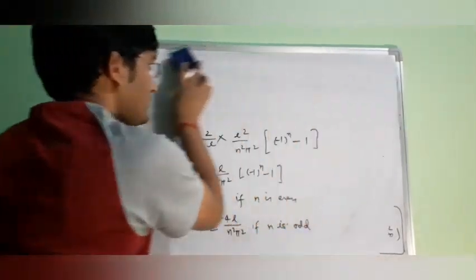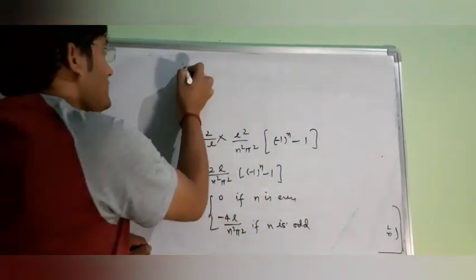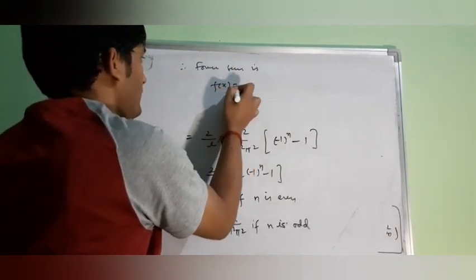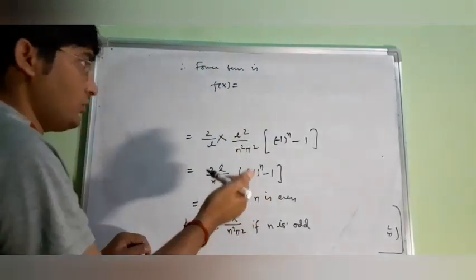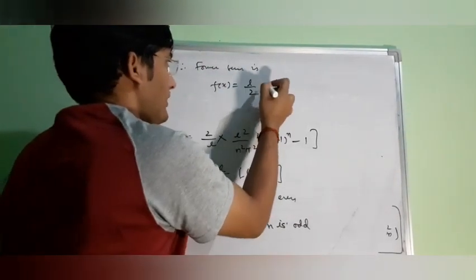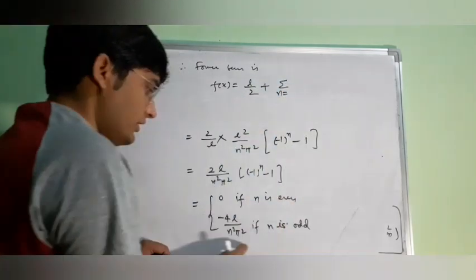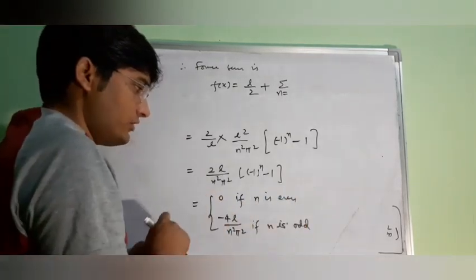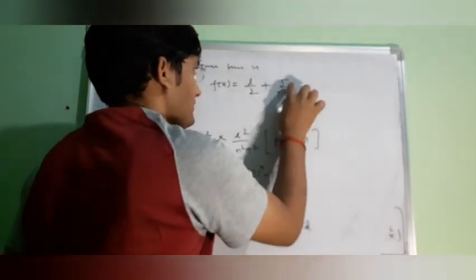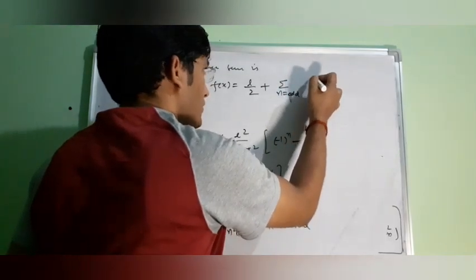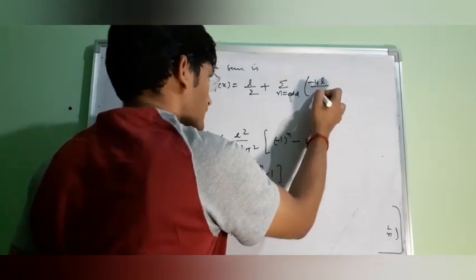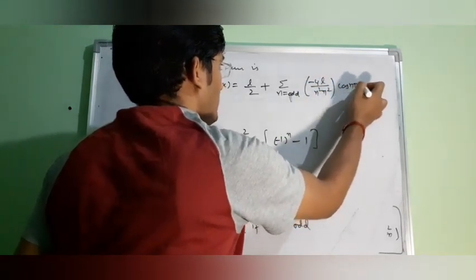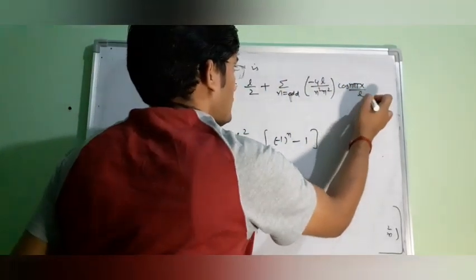Hence by the Fourier series, f(x) will be equal to A0 by 2. So A0 was L, so this will be L by 2. Summation n equal to, now when n is odd we have the value, in case of n is even we have the value as 0. So let us write it as n equal to odd number. Then for this odd number the value of a_n is minus 4L upon n square pi square, and here we will have cos(n pi x upon L). So this is your Fourier series.